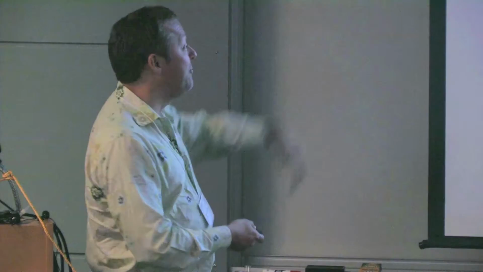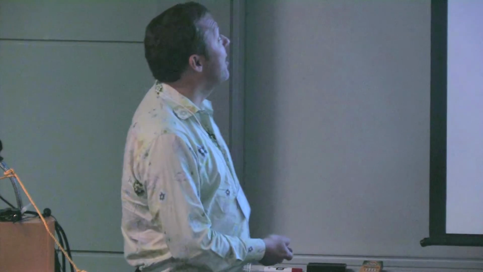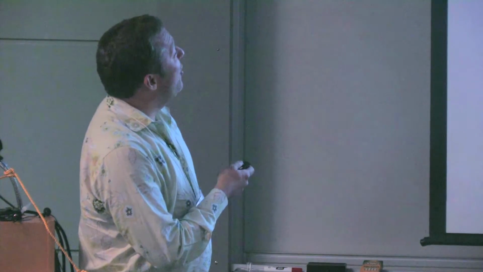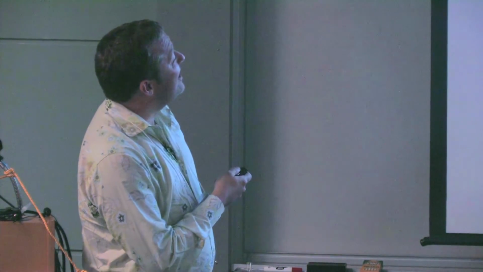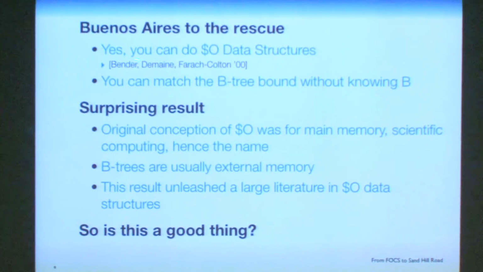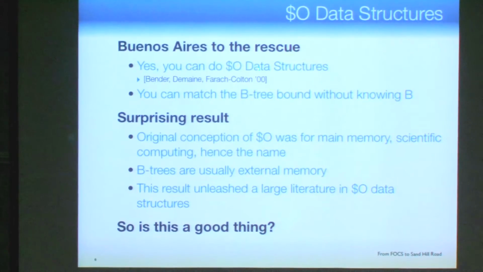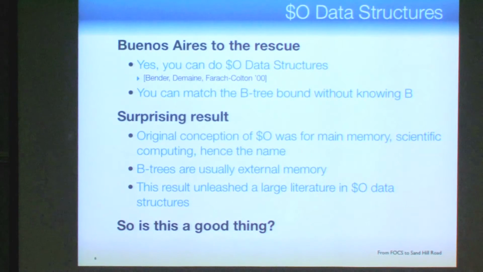So with data structures, they're dynamic, they're unpredictable, you have to be able to respond no matter what's going on. So here we were in Buenos Aires, eating lots of good food and learning how to say mathematical things in Spanish. And Michael and I started working on this and brought in Erik Demaine and showed in 2000 that you can actually match the B tree bound without knowing B.